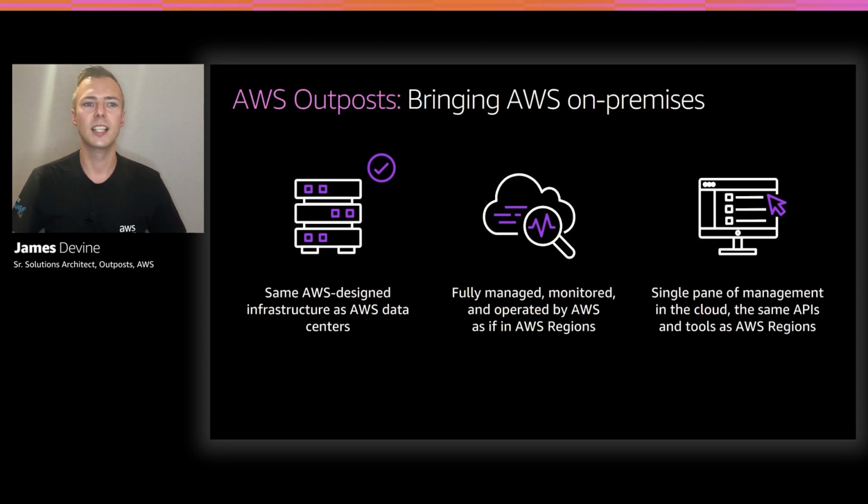It also provides a single pane of glass, being the AWS management console. So the same console, the same CLIs, the same SDK, everything that you come to know and love in the region and how you operate in the region extends with Outposts. So we have that same management plane with Outposts to provide that seamless experience to be able to have workloads run where they're best suited to run, be it in the cloud or on-premise with Outposts.